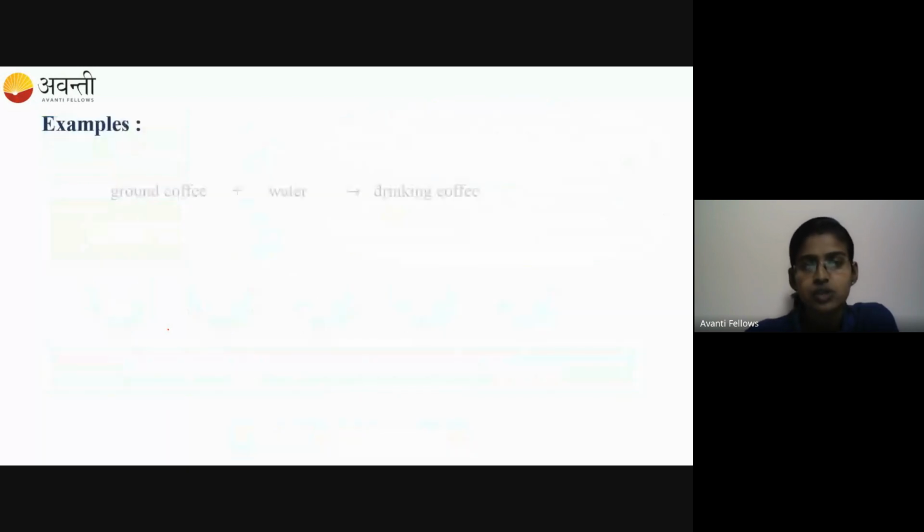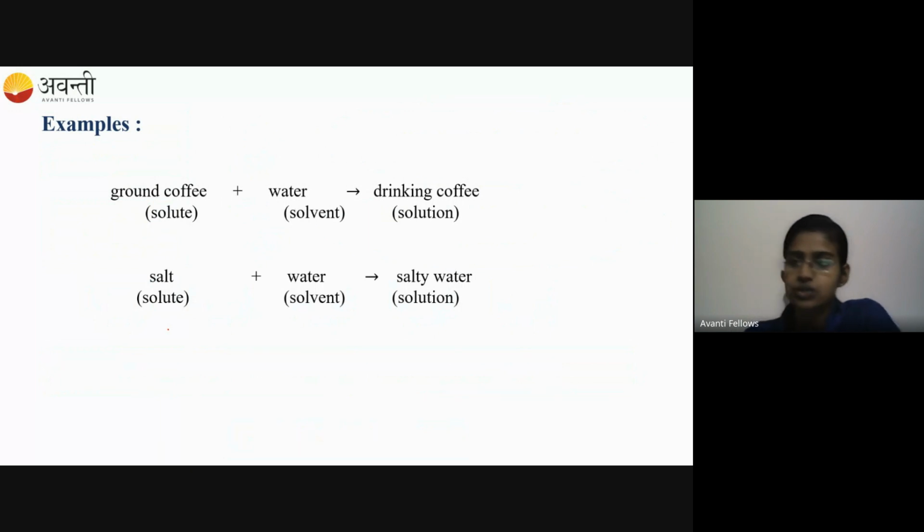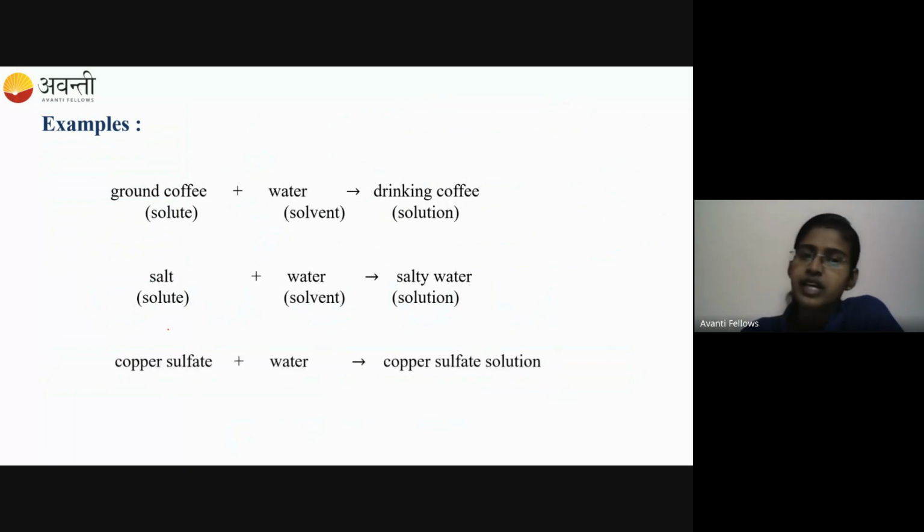Let me take ground coffee and water. If we mix these two, ground coffee is the solute, water is the solvent, and drinking coffee is the solution. Okay. The next example is salt plus water. Salt is the solute, water is the solvent, and salty water is the solution. Next, if I take copper sulfate and water, I get copper sulfate solution. Copper sulfate is the solute, which is a salt, water is the solvent, and copper sulfate solution is the solution.